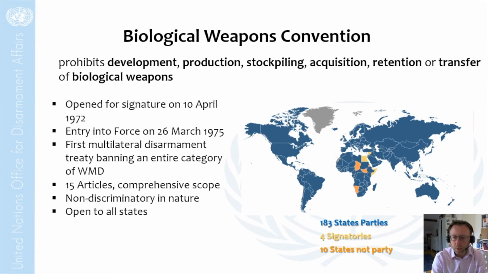Just to give you on one slide a quick overview of the BWC, it's a comprehensive convention that, as you can see, prohibits the development, production, stockpiling, acquisition, retention, or transfer of biological weapons. It's also a fairly old convention. It was opened for signature in 1972 and entered into force in 1975. So this year is actually the 50th anniversary of the convention's opening for signature. It was the first multilateral disarmament convention to ban an entire category of weapons of mass destruction.